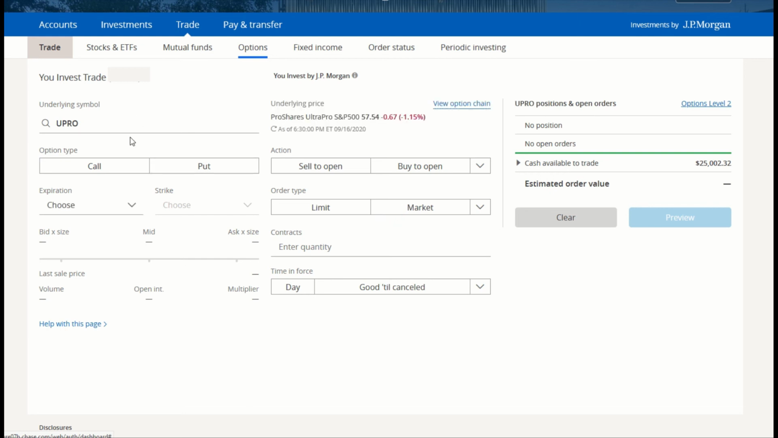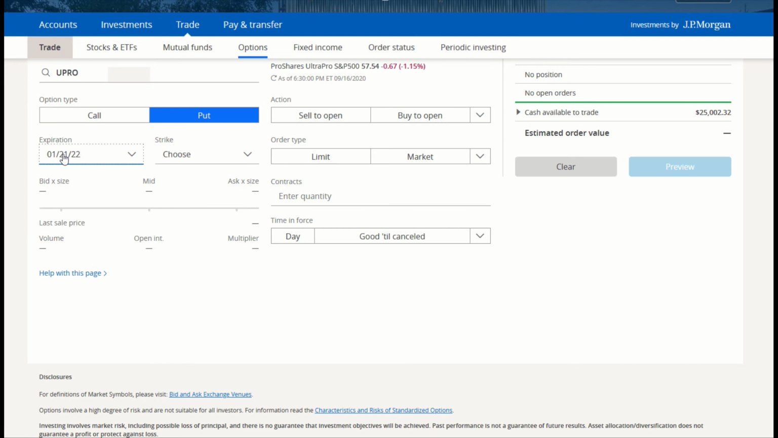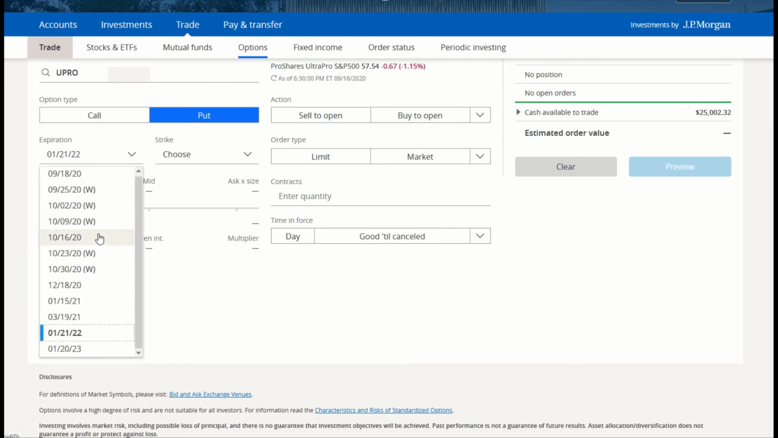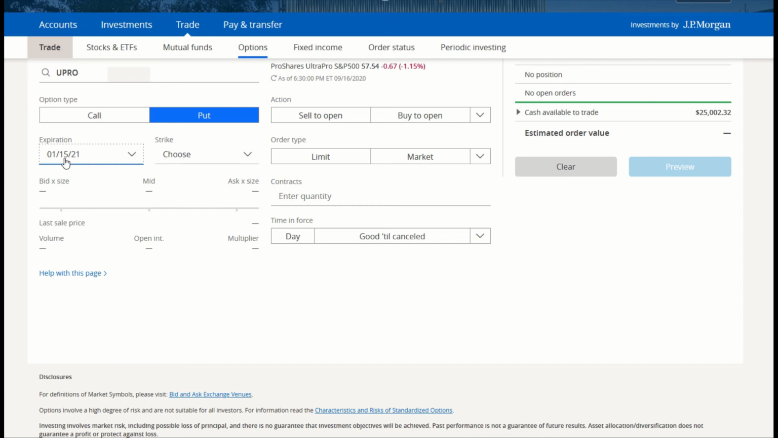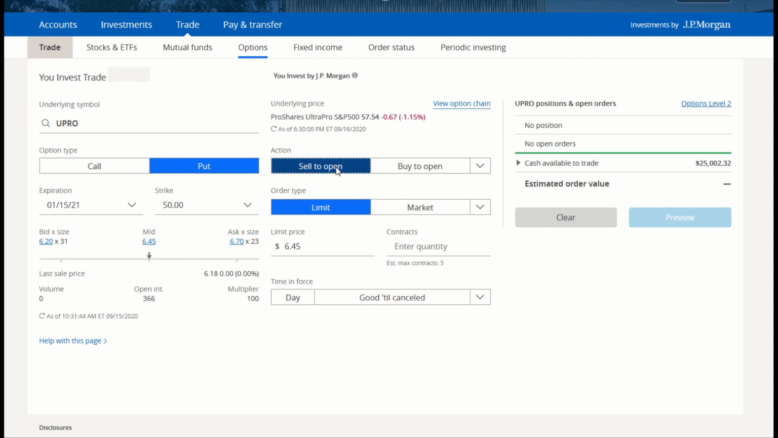Okay, so same thing, let's try to sell some puts. We will choose the same expiration. Well, we don't have the same, but very similar. This is January. Oops, sorry. Yep, there you go. January 2021. Let's use a 50 strike. Use the midpoint for the price. Sell to open. Good till canceled.